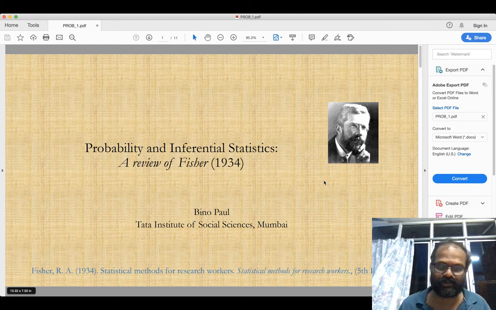In our presentation, we are going to discuss the insights from Fisher's book on statistical methods. It's titled Statistical Methods for Research Workers. It's an interesting book. So our ideas in this slide owe greatly to that book.